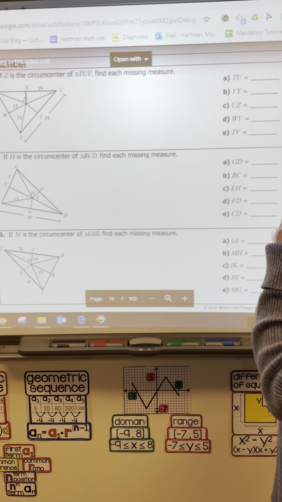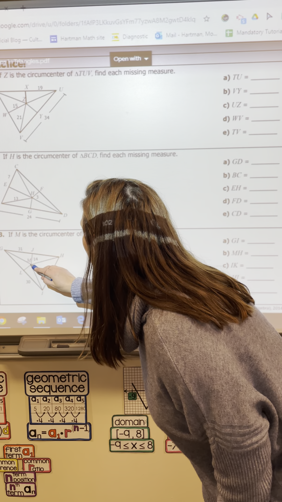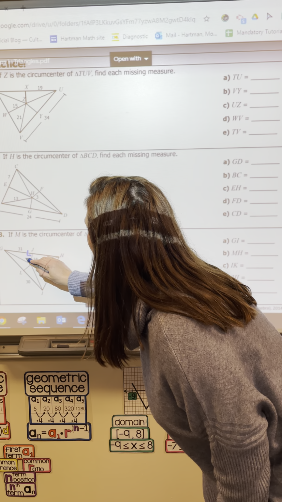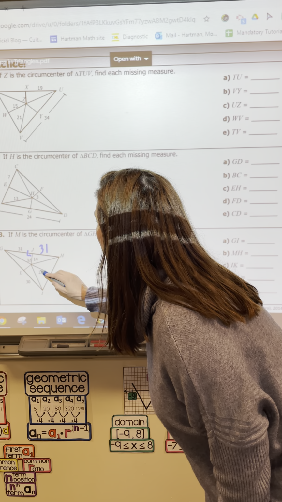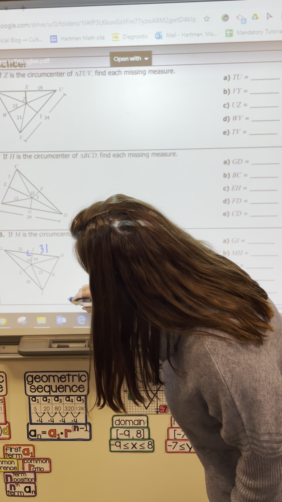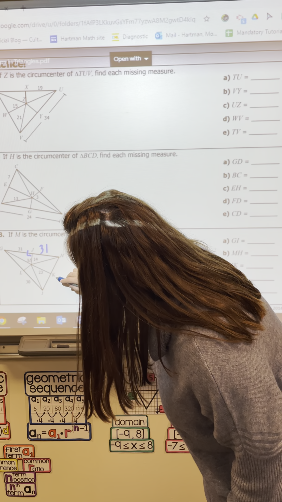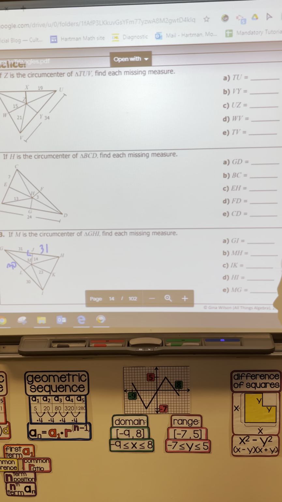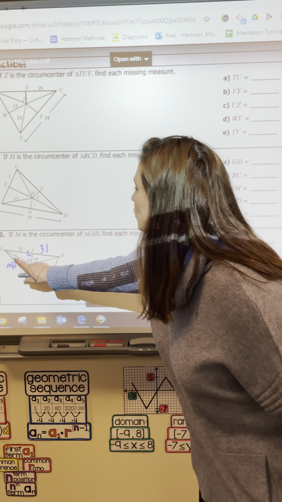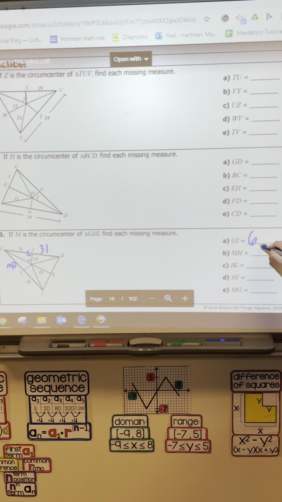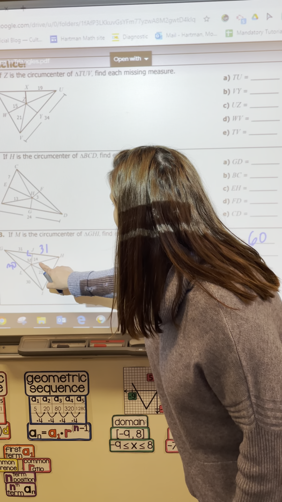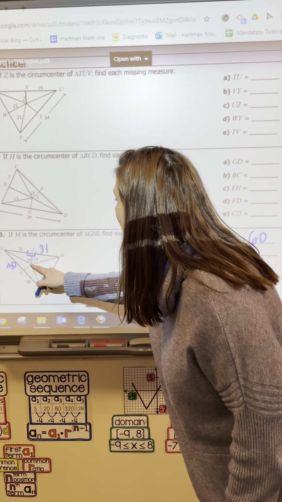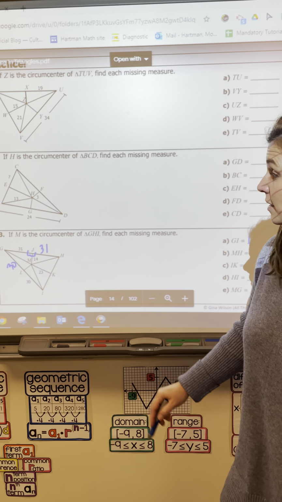All right, so I know that the perpendicular bisector is 14. So that's perpendicular. It's 31, so this is 31. I know that this one is 23. I know this is 30, so this is 30. All right, so let's take a look. So GI, where's I? So G to I is going to be 60. M to H, well, if this is a leg and this is a leg, 14 and 31, am I able to find MH? Yes, because this forms a right triangle.